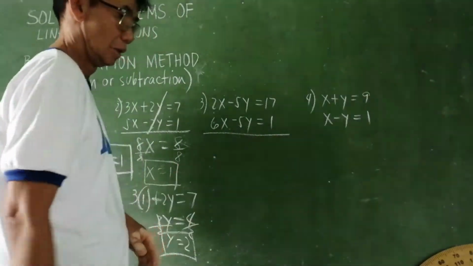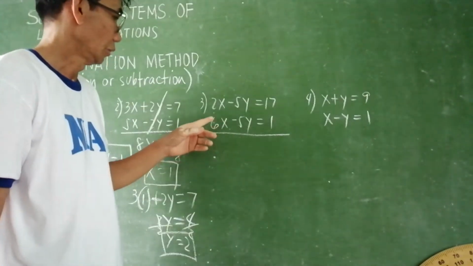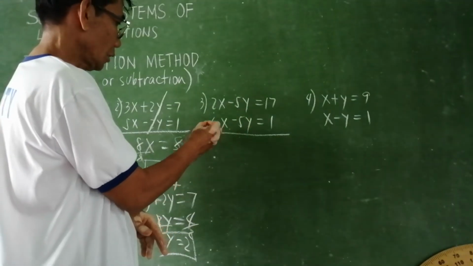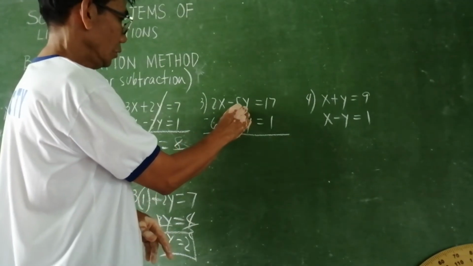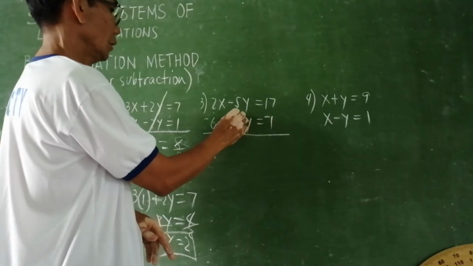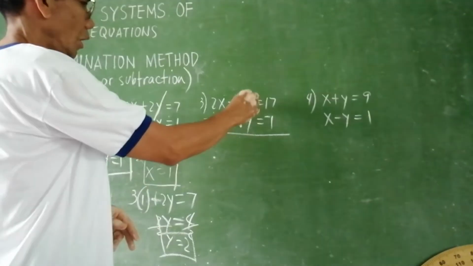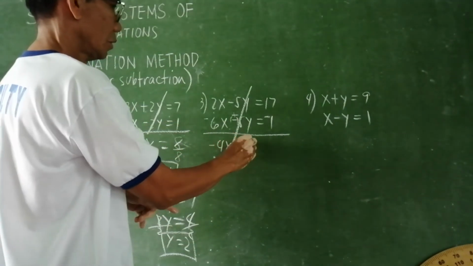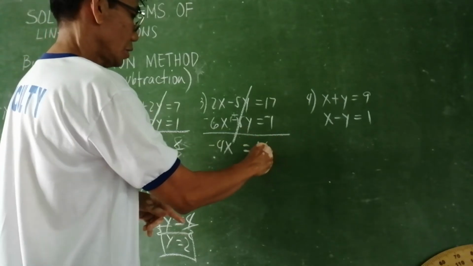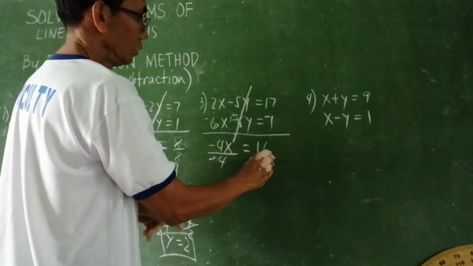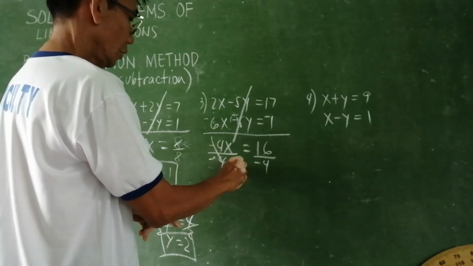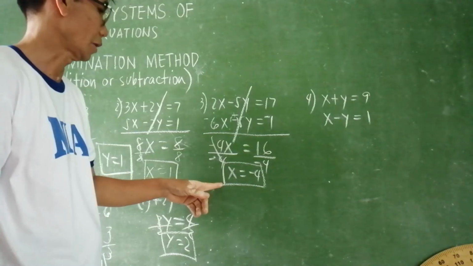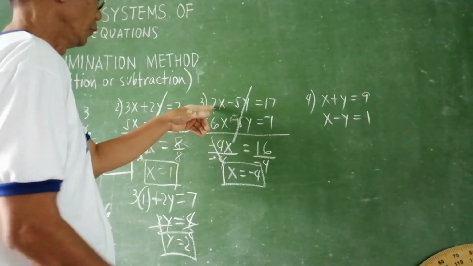Okay. Now in number 3, you cannot eliminate if you add, so you are going to subtract. When you subtract, you change the sign of the subtrahend, so it will be like that, so that you can now add, so that you cancel that. So this will become negative 4x, and that will be 16. So divided by negative 4, x will be equal to negative 4.